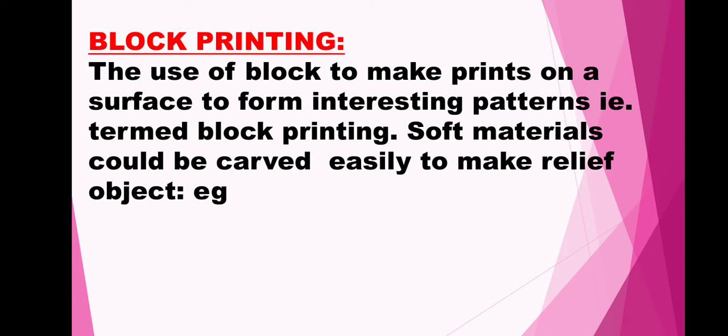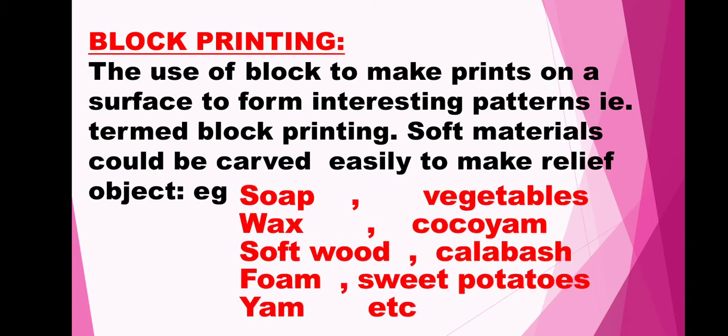So soft materials could be used to carve your relief very easily. And examples of these materials which can be used for carving the relief include soap, vegetables, wax, cocoyam, softwood, calabash, foam, sweet potato, yam, etc. All these are materials which can be prepared to obtain a design or a block and later use to do your printing.